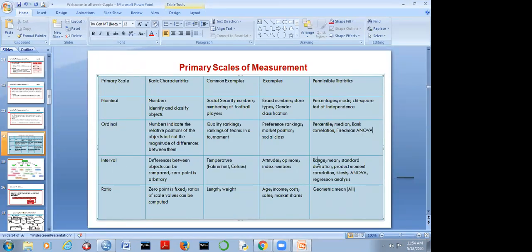On interval data, what will apply? Range, mean, standard deviation, product moment correlation, t-test, ANOVA, regression analysis. When you are having interval data, when you are having ratio data, then the tools above can also apply, and especially geometric mean applies to ratio. So it is not that any one test you can take and apply to any type of data. First of all, you have to understand the nature and level of data, and then on the basis of the level of data, you can find out the test.